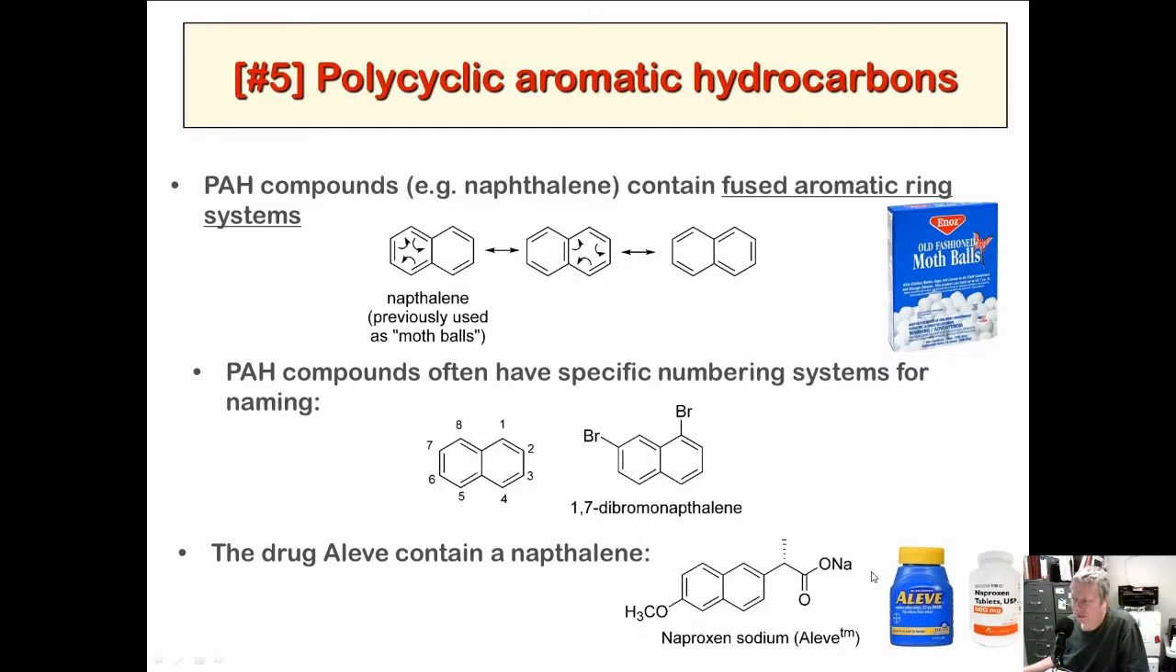The drug Aleve is sodium naproxen, or naproxen sodium. This is a molecule that actually contains naphthalene as part of the drug. It's one of these non-steroidal anti-inflammatory drugs, so it's used as a painkiller. It's over the counter. This is not carcinogenic, and it's metabolized and works nicely in our body, doesn't give you cancer, but it inhibits cyclooxygenase, which is one of the enzymes involved in inflammation. So that's how it works. And it is an example of a PAH in a drug.